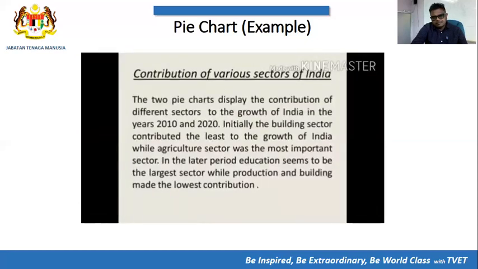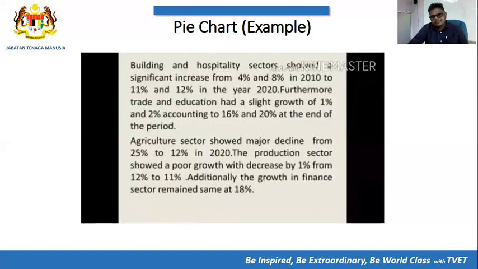So dear students, you can see that in this way you need to write the paragraph. You can see the title, Contribution of Various Sectors of India. We have seen the pie chart was talking about the contribution of sectors of India, in 2010 and 2020. You have seen how it has been started, that is the opening line. The two pie charts display the contribution of different sectors to the growth of India in the years 2010 and 2020. This will be your opening line. And then you give the summary. Initially, the building sector contributed least to the growth. Means you are showing the summary, what is least and what has been growing.